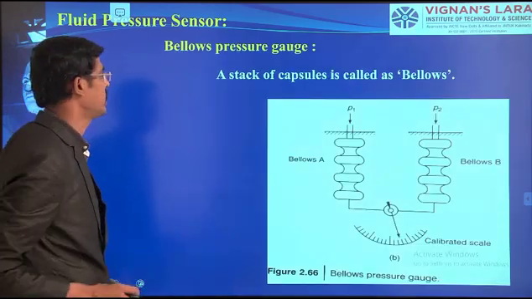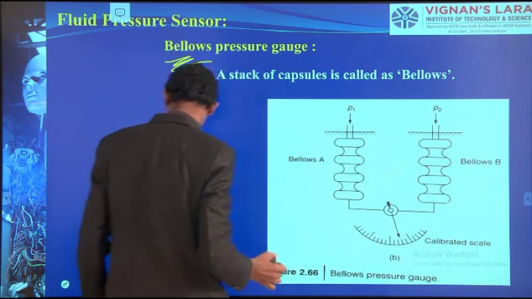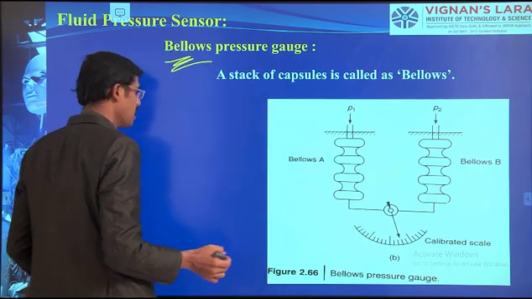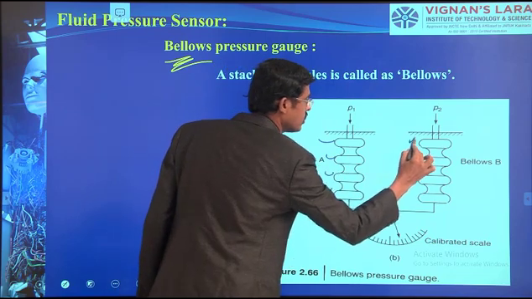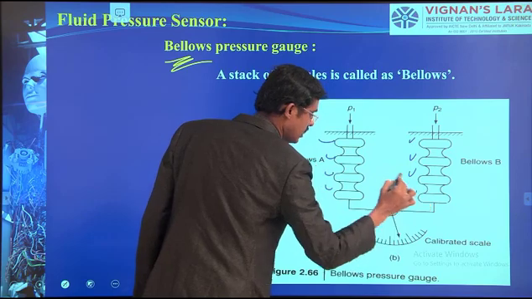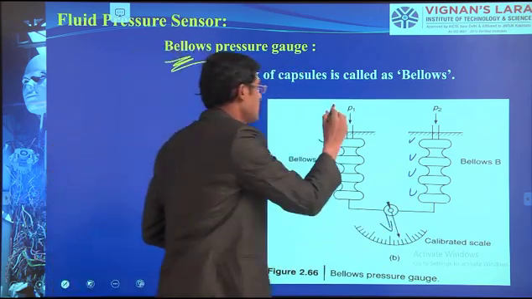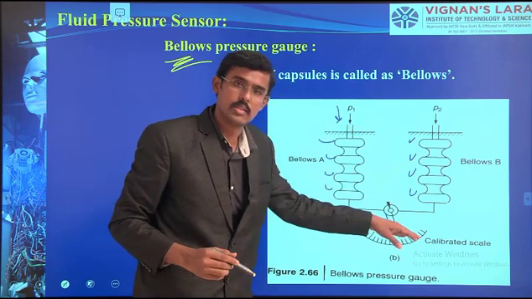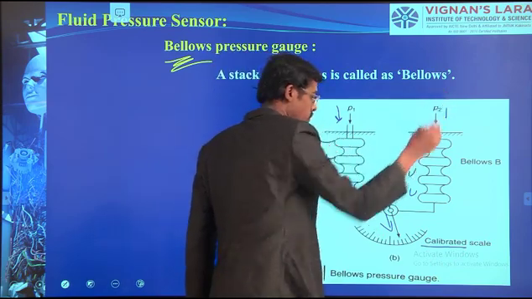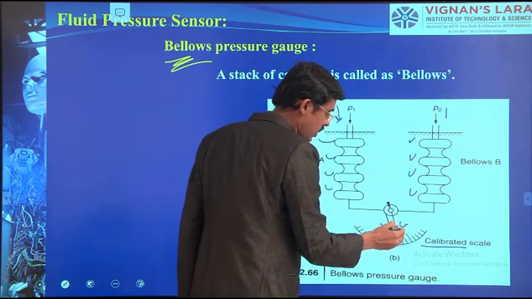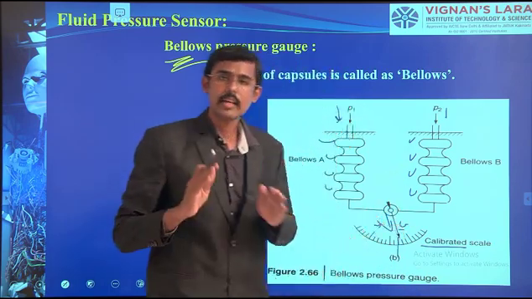Let's see the image of a bellows. We have connected various capsules here, and this is connected to the pointer at the zero position. When there is an inlet pressure P1, the pointer diverts from the calibrated scale. When the inlet pressure is P2, it deviates again from the calibrated position. It should be maintained at the calibrated position.